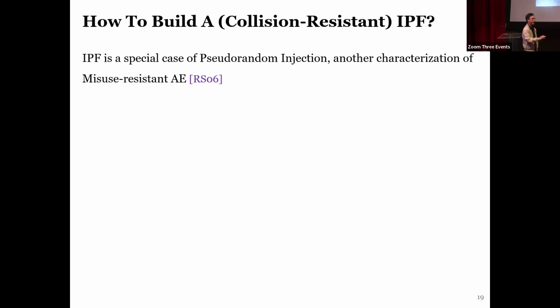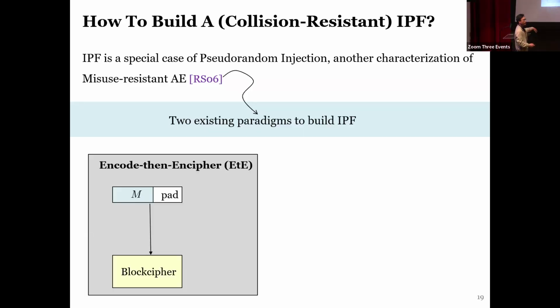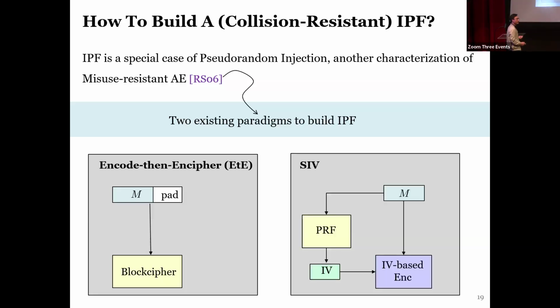It turns out that the IPF is not something new. It is actually a special case of pseudo-random injection. And you may better know that by the name of misuse-resistant AE. And based on the existing way to construct misuse-resistant AE, there are two paradigms to construct the IPF, namely the encode and encipher paradigm, or SIV. And I will show you how to use both ways to build IPF.